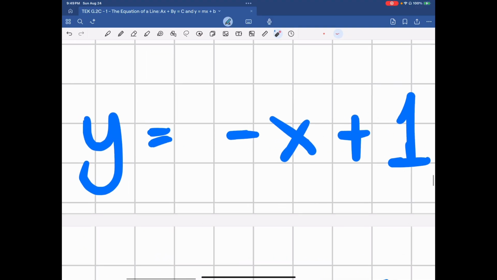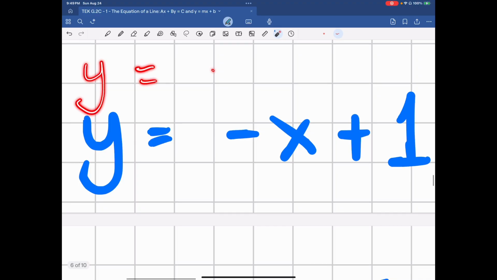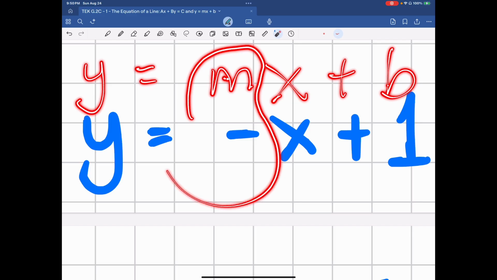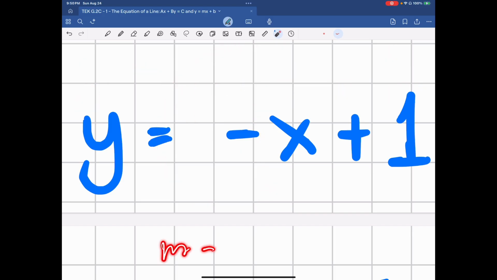Let's look at this one. y equals negative x plus 1. The slope-intercept form is y equals mx plus b. So if I'm looking at this, the coefficient attached to that x would actually be a -1. So my slope is a -1, or the slope would be a -1 over 1, or 1 over a -1. And the y-intercept would be a +1.